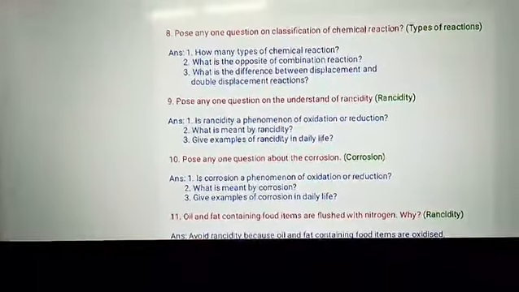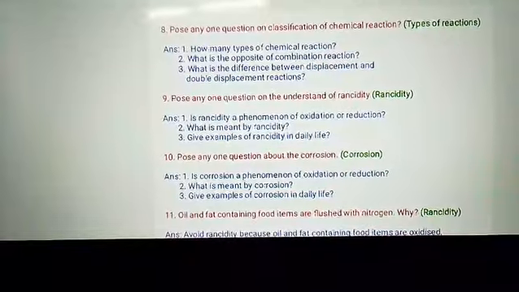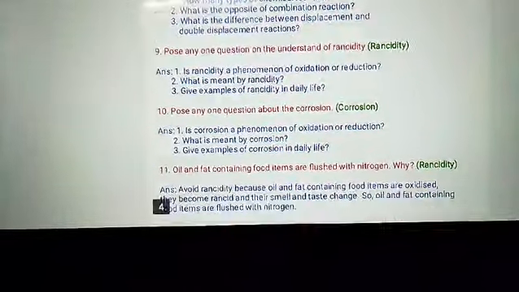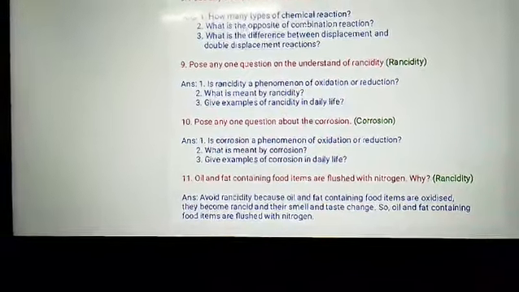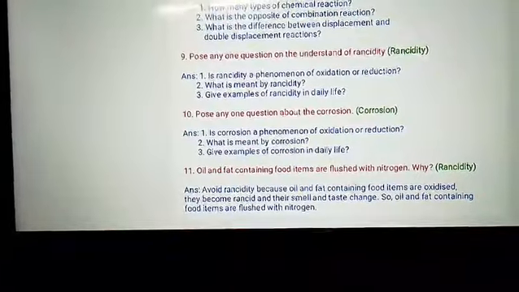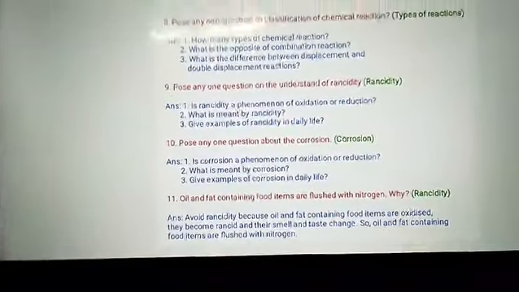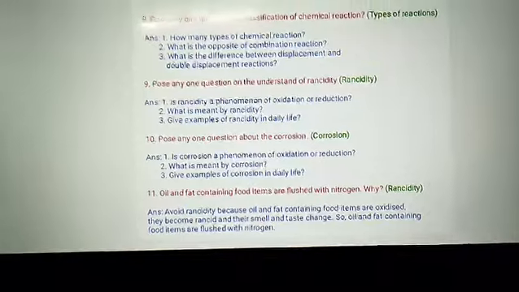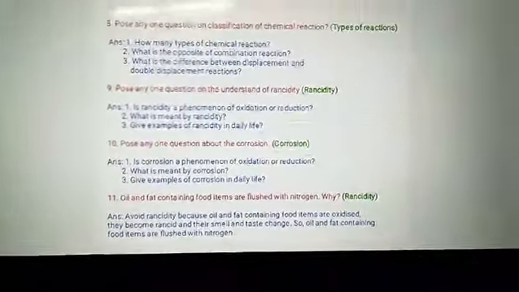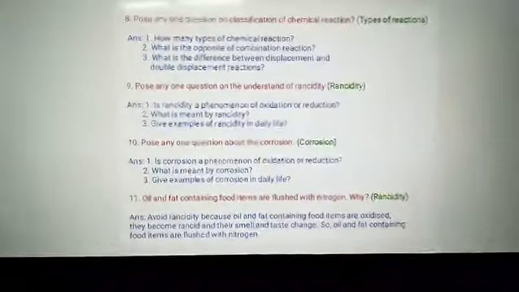Pose any one question on classification of chemical reactions. How many types of chemical reactions are there? We know there are 4 types. What is the opposite of combination? Combination is the opposite of decomposition. And what is the difference between displacement and double displacement? In displacement, one metal atom is displaced, and in double displacement, both the metal atoms are displaced.